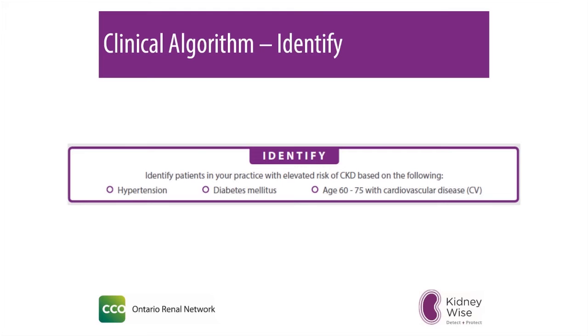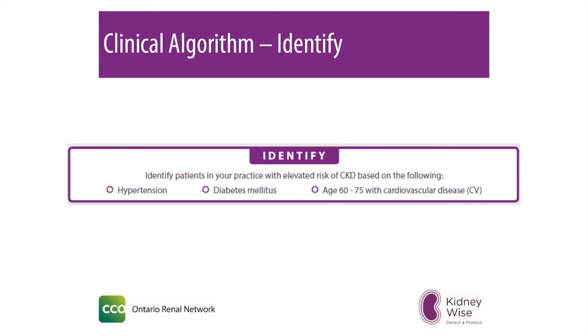Once a patient turns 60 years of age, their risk of developing CKD by virtue of age alone increases significantly. However, to avoid overscreening while being mindful of healthcare resource utilization, the ORN modified this age risk factor to include patients with cardiovascular disease. This not only will reduce the number of CKD screening tests ordered, but it will still capture patients with cardiovascular disease who may not have associated hypertension or diabetes, an important population to test for CKD.